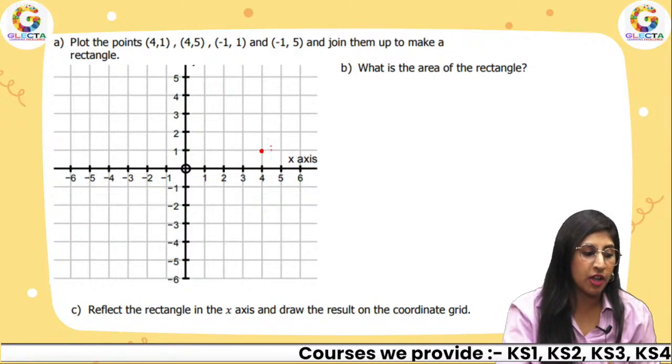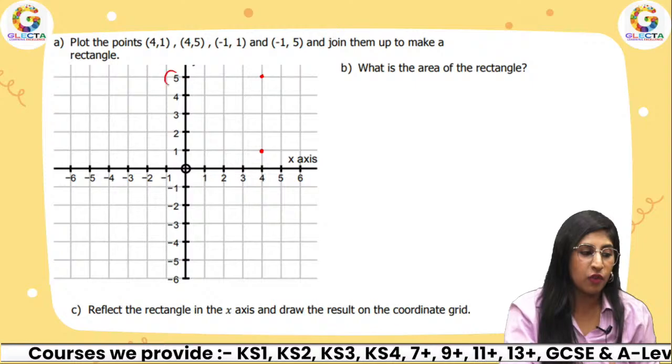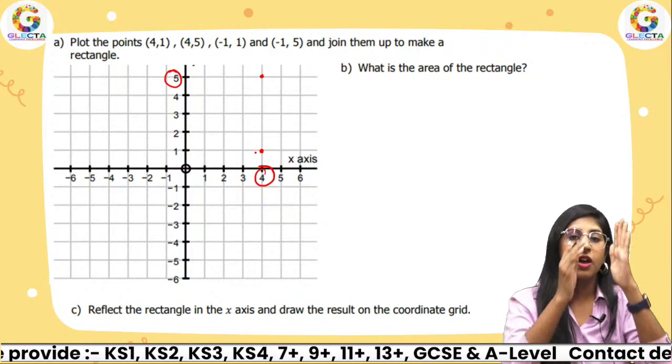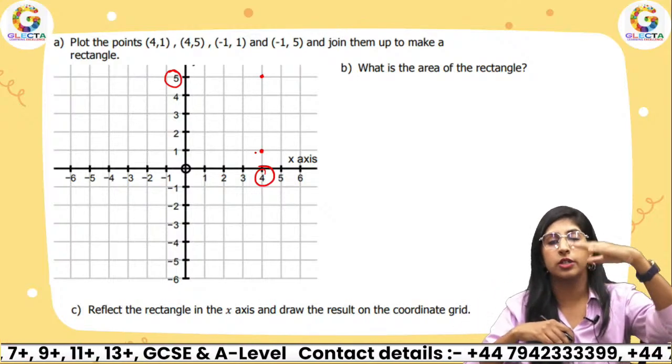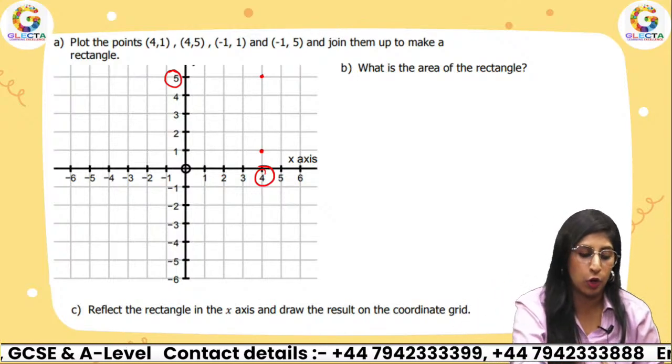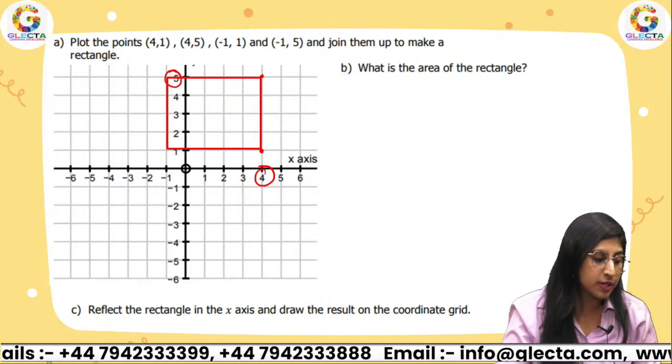Then 4, 5. So over here, this one. See 5 over here, see 4 over here. The first coordinate, see it on the x-axis. The second coordinate, see it on the y-axis and plot it. So this is pretty easy how you are going to plot this rectangle.